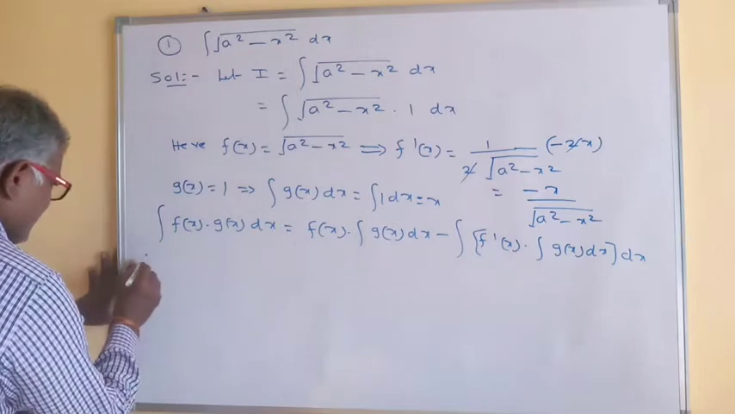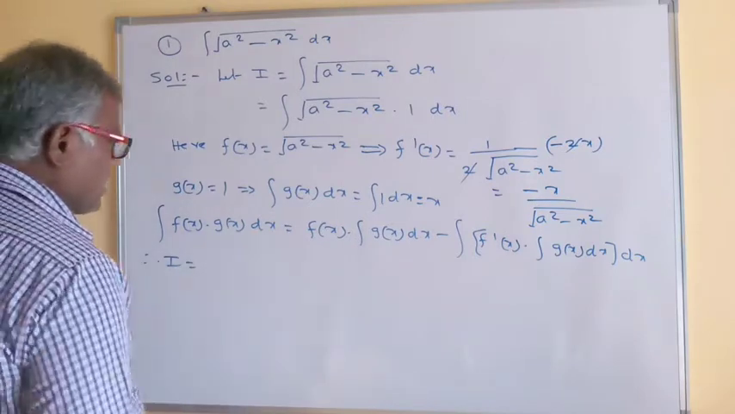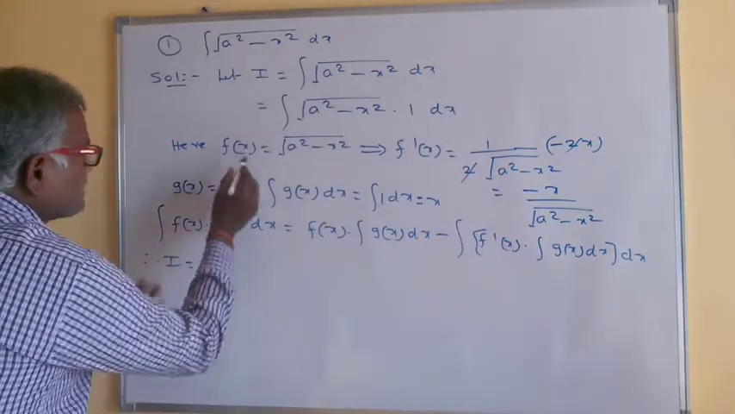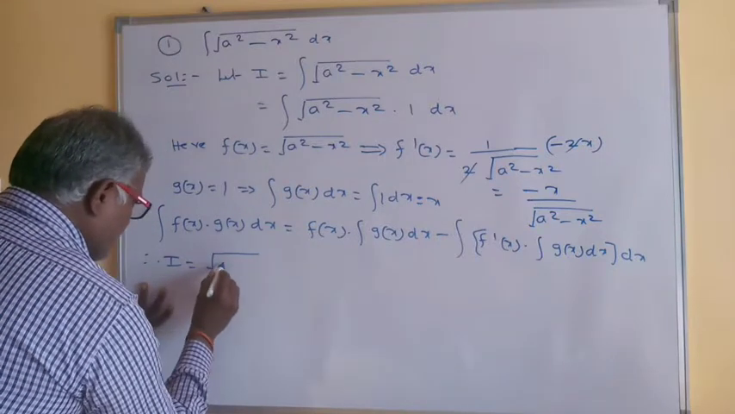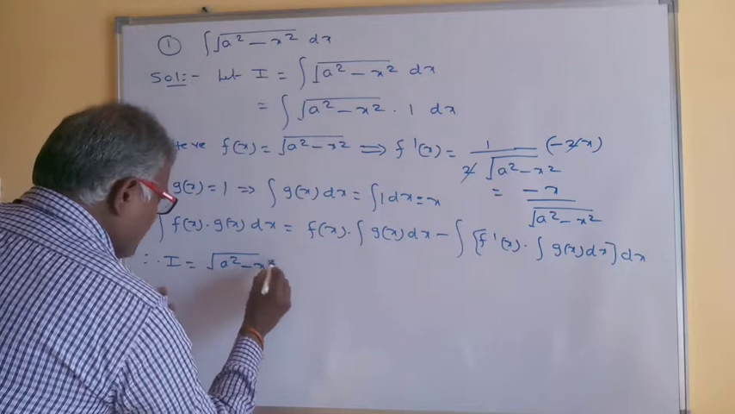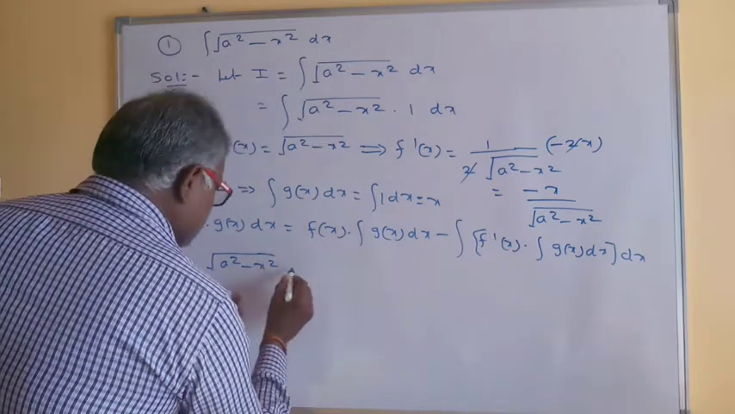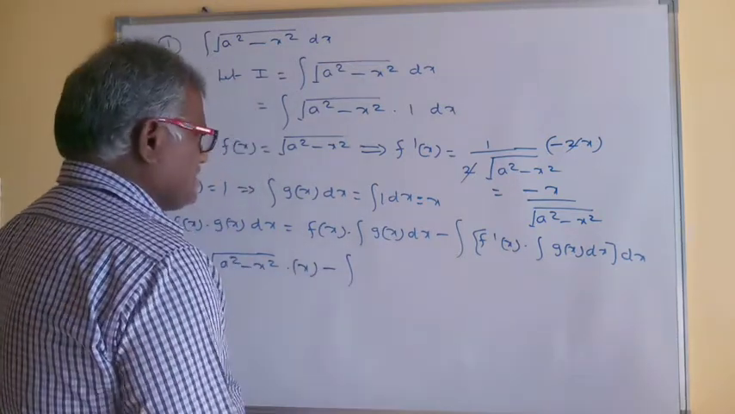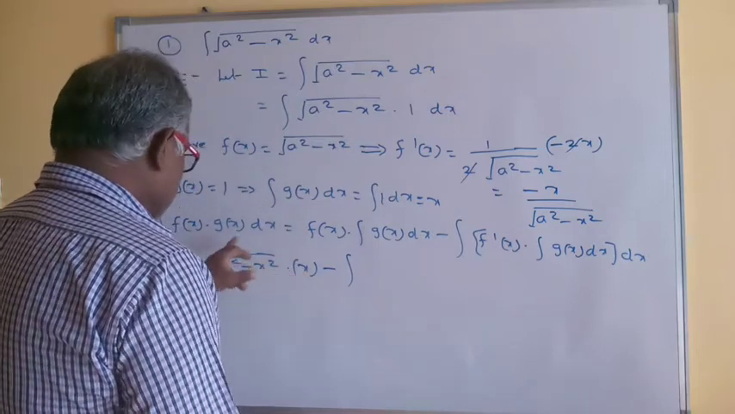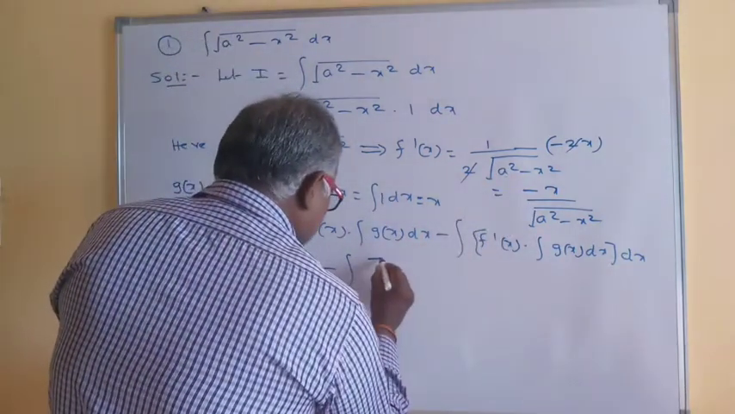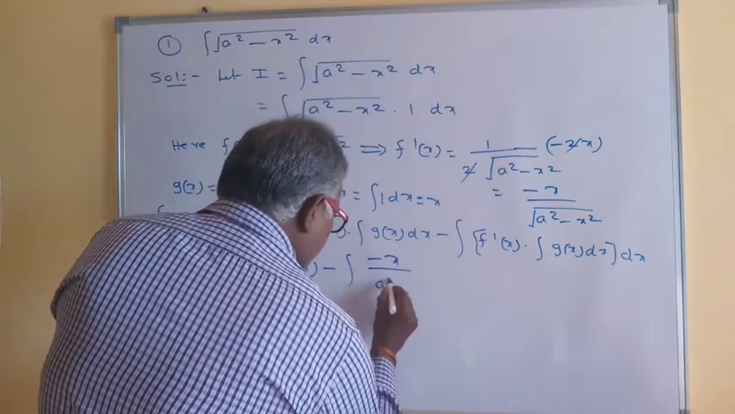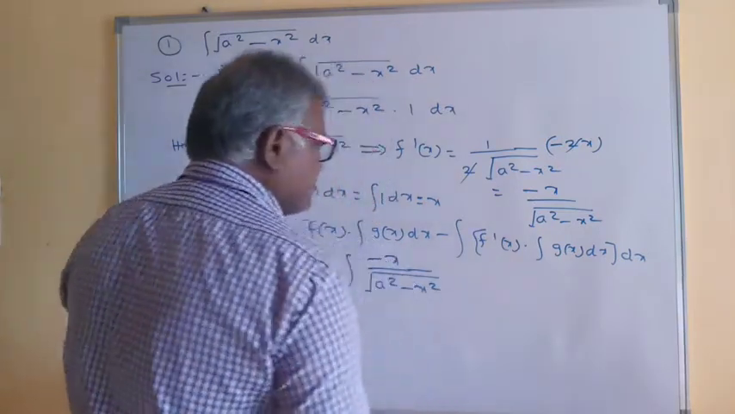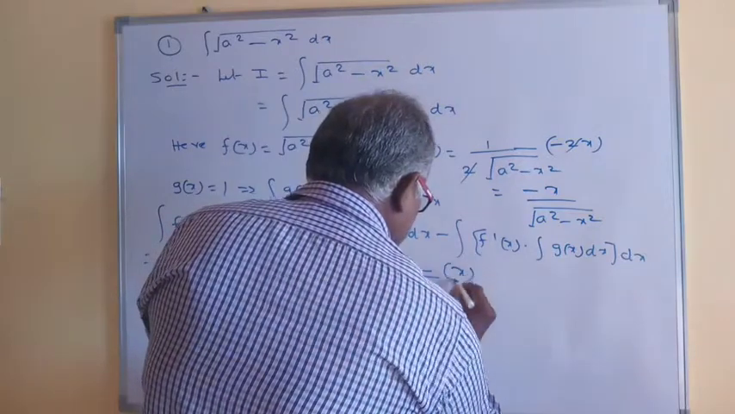Now therefore I is equal to f of x into the integral of g of x. So f of x means root of a square minus x square, into x. Next, minus the integral of the derivative of this one, which is minus x by root of a square minus x square, into the integral value, which is x, dx.